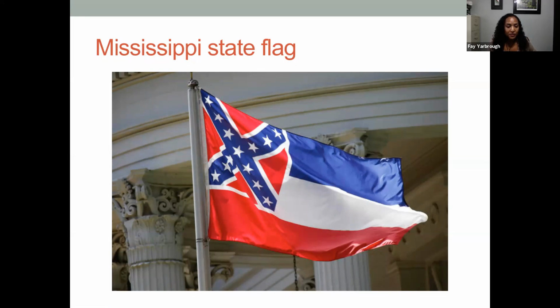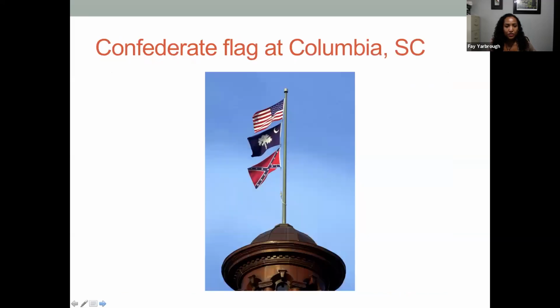But of course, the present moment isn't the only moment in which states have thought about the place of the flag and whether or not they were going to continue to fly it. So of course, I think we will all remember that in South Carolina, the state legislature removed the Confederate flag from the dome of the Capitol after self-identified white supremacist Dylan Roof entered a Charleston church, Emmanuel AME church, and murdered 9 African-American worshipers in 2015.